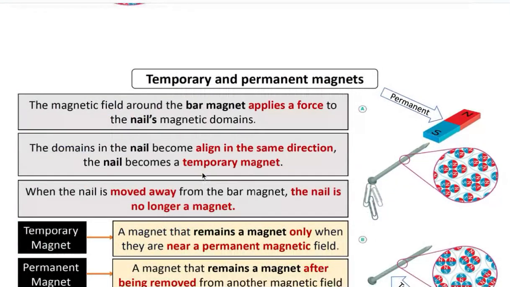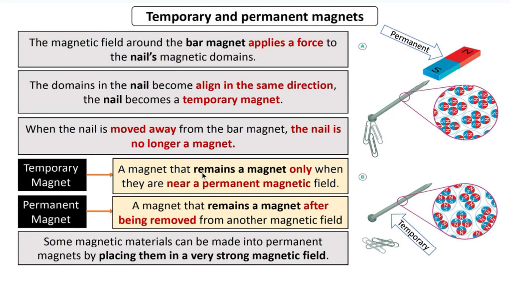Now let's look at the difference between a temporary magnet and a permanent magnet. The magnetic field around the bar magnet will apply a force. So this bar magnet is applying a magnetic force to the steel nail. This forces all of the domains to point in the same direction. As these domains point in the same direction, the steel nail becomes a temporary magnet. The word temporary in Arabic is muwakkad. So it is a magnet for a short while.